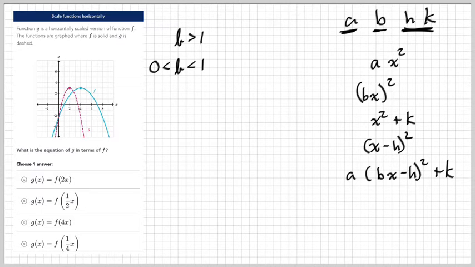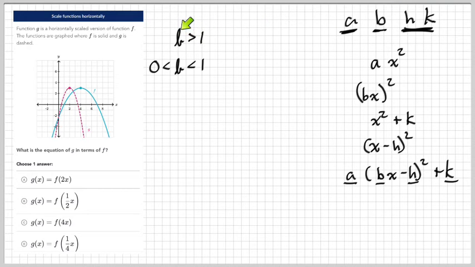An x squared function, as you guys know, is a parent function. I like to call them the mother function. Okay, so these four numbers are all the different transformations that the x squared can undergo. Okay, back to the b.